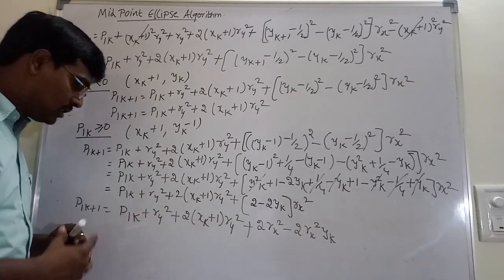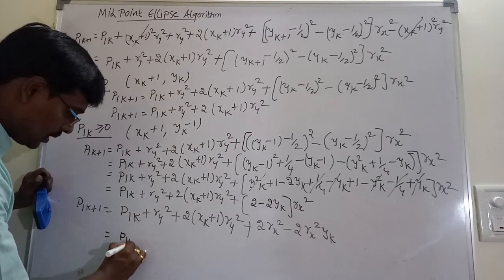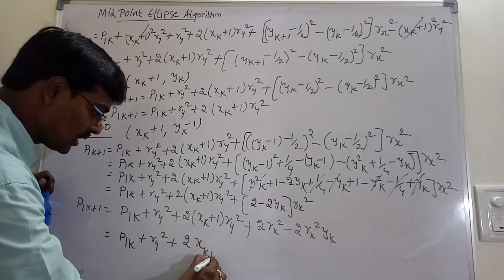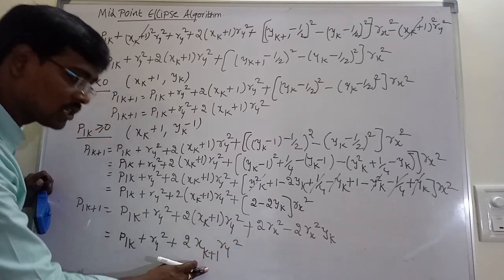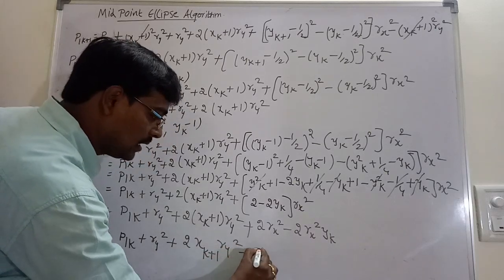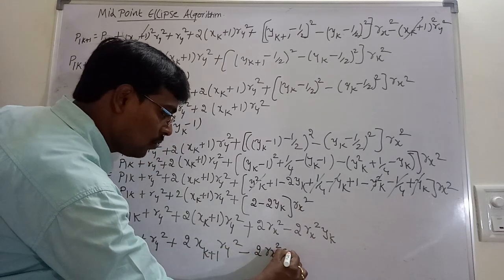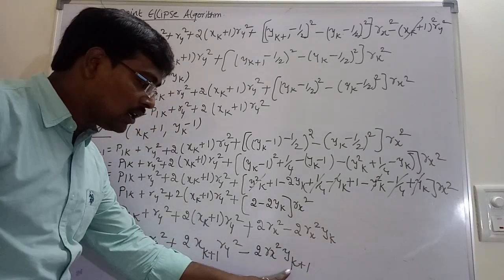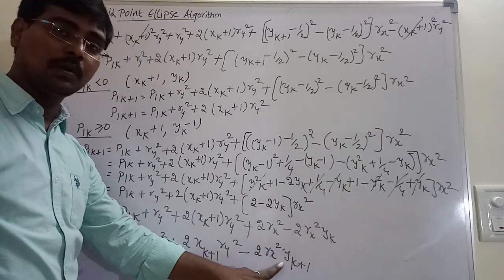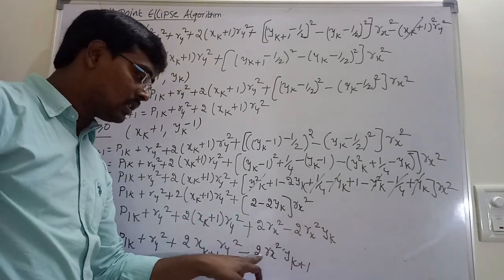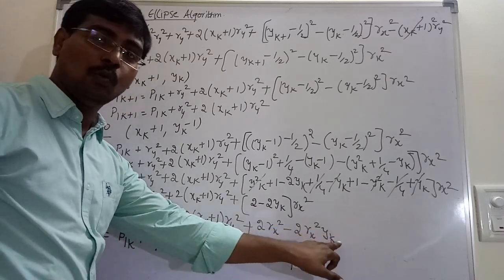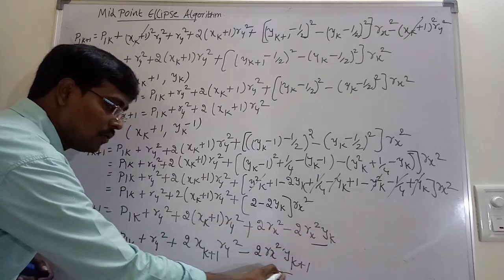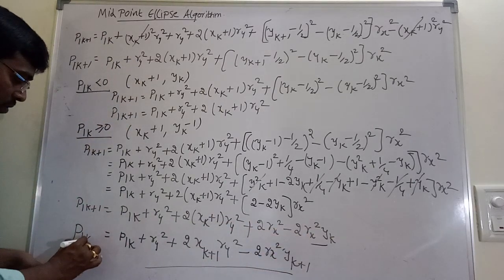So again, if you want to simplify, the equation is p1k plus ry square plus 2(xk+1) ry square, that means the next x coordinate, minus 2rx square (yk+1). Yk+1 means the next y coordinate, here yk+1 is replaced with yk minus 1. That means minus 2rx square into (yk minus 1). This is the equation. So up to this one is sufficient. Suppose again if you want to simplify, this is the final equation.